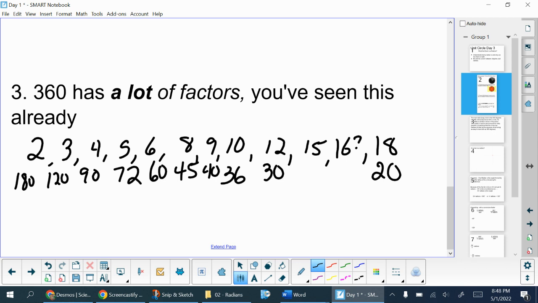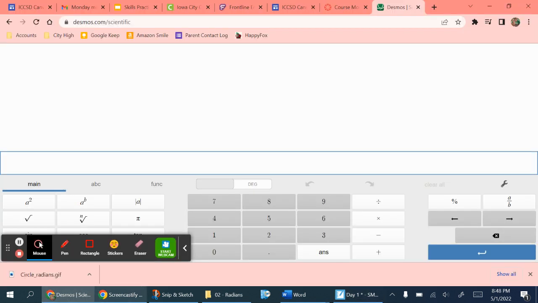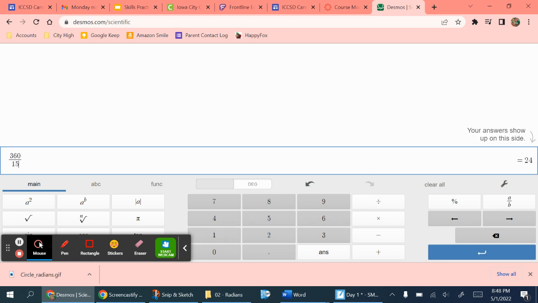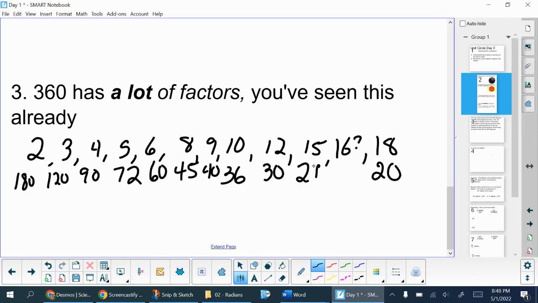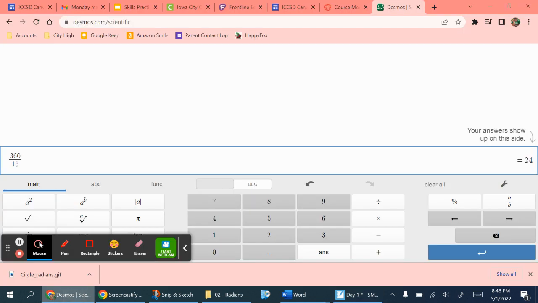But, oh wait, I have a calculator. 360 divided by 15. It's 24. And then we'll see if 16 works. It does not.